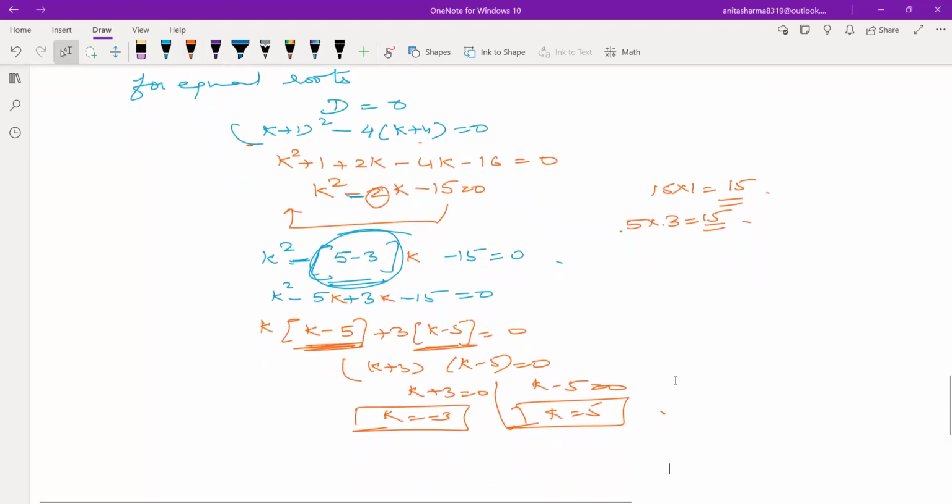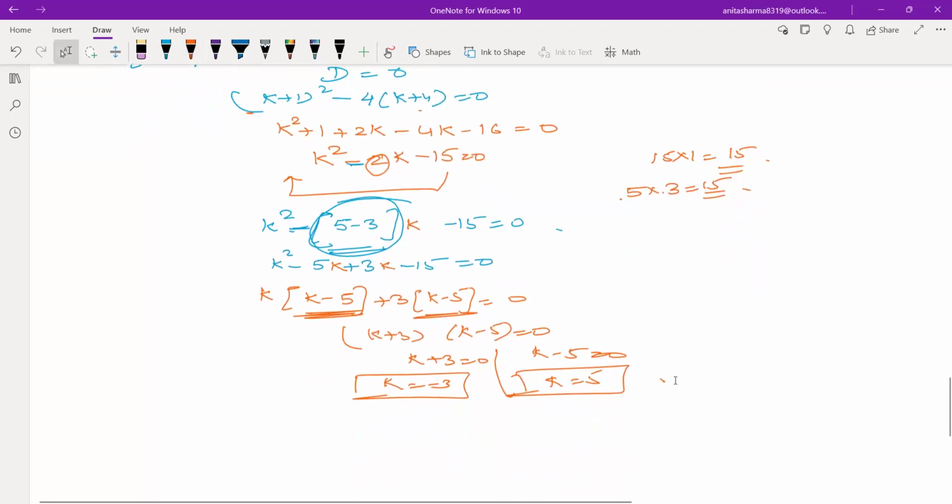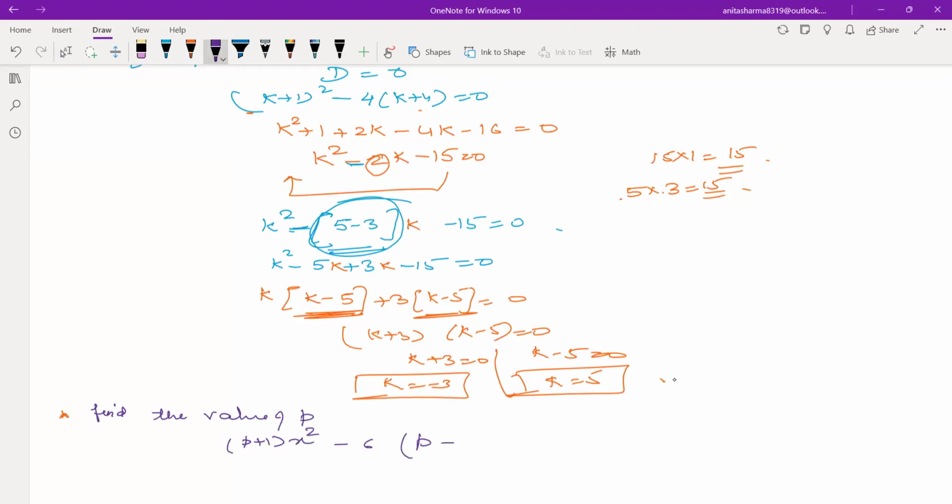Okay, till then, children, do this question. You all will do. Find the value of P for which the equation has equal roots. P plus 1 x square minus 6 into P plus 1 into x plus 3 into P plus 9 is equal to 0. Start doing, children.